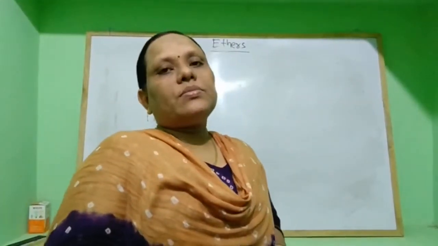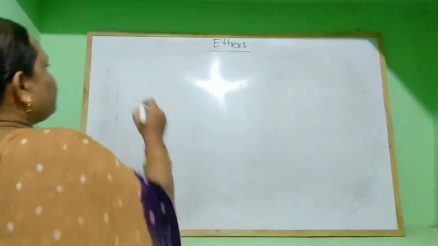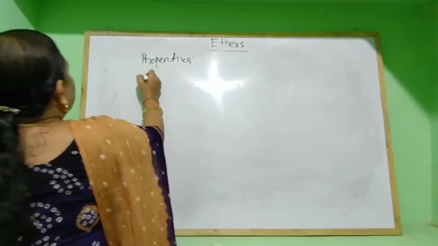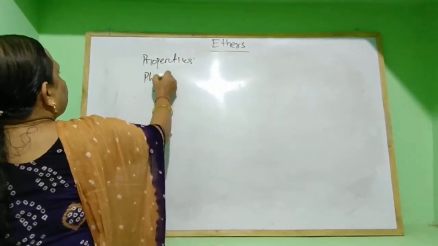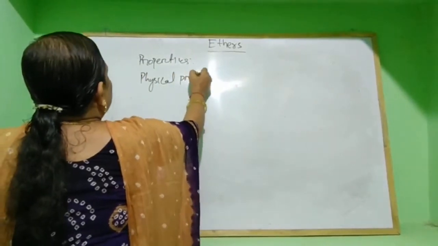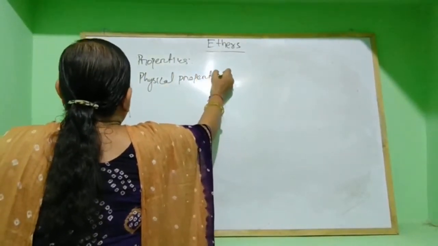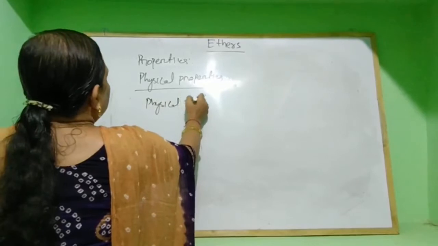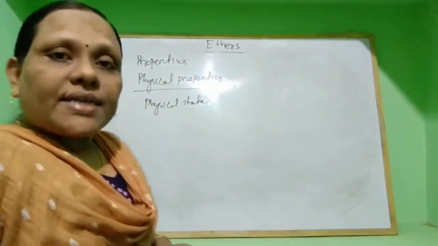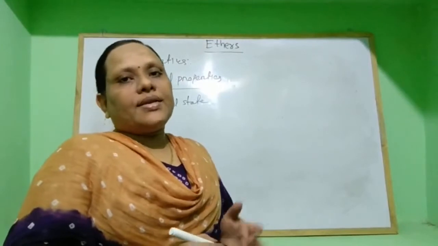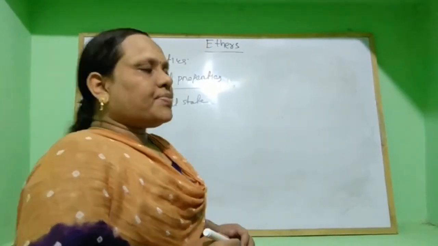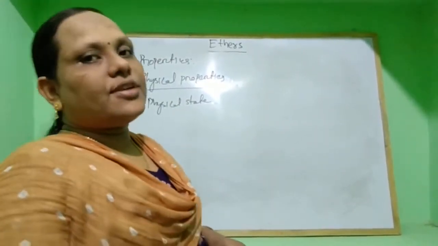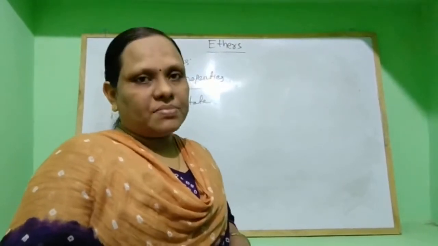Hello students, let us come to the next part of our chapter, that is properties of ether. First come to physical properties. Physical state. The first two members, that is dimethyl ether and ethyl methyl ether, are gases at room temperature, while higher ethers are liquid at room temperature having characteristic ethereal smell.